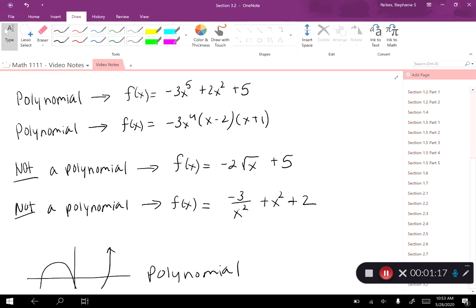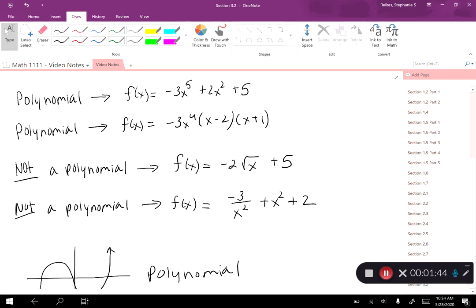The next two examples, however, are not polynomials. Let's find out why. The first example, f of x is equal to negative 2 times the square root of x plus 5. This is not a polynomial because of the square root of x. If I rewrite that as x to the 1/2, its exponent has a fraction, and that cannot be a polynomial.